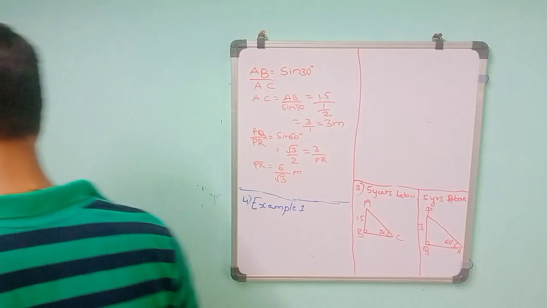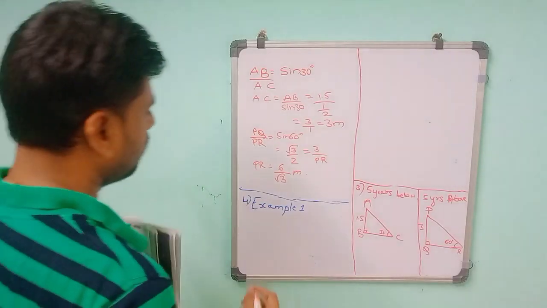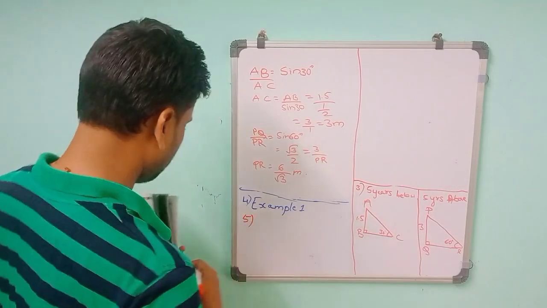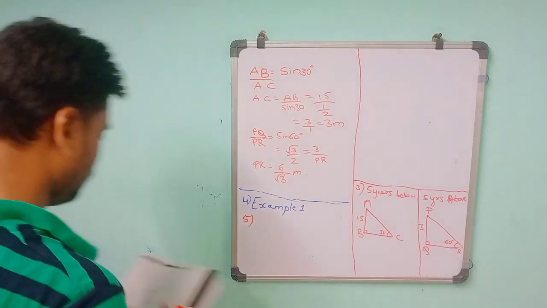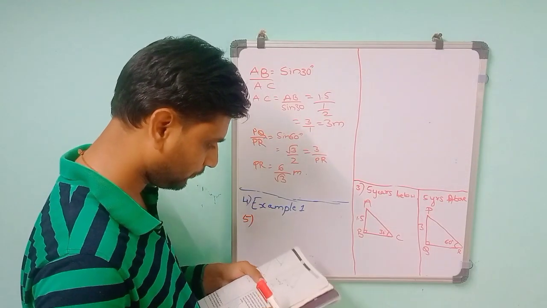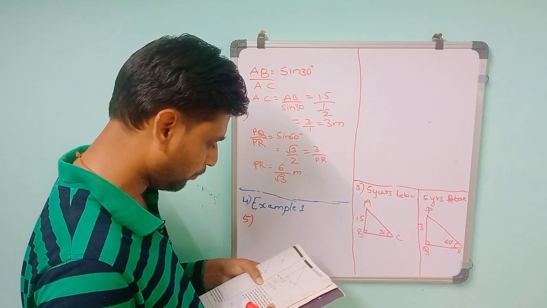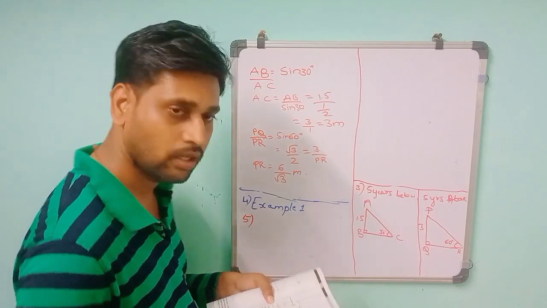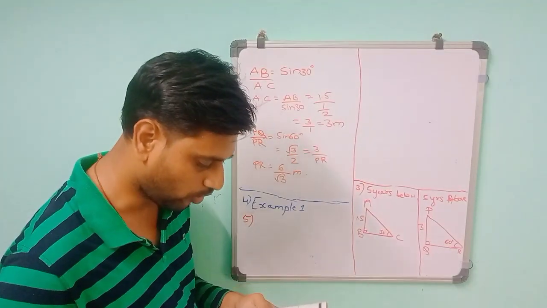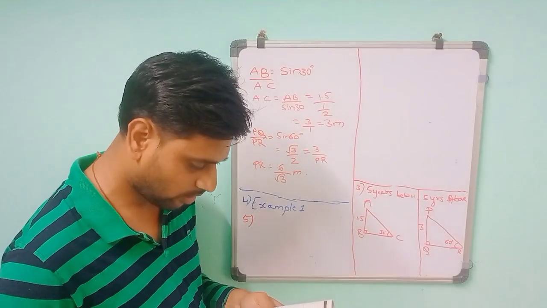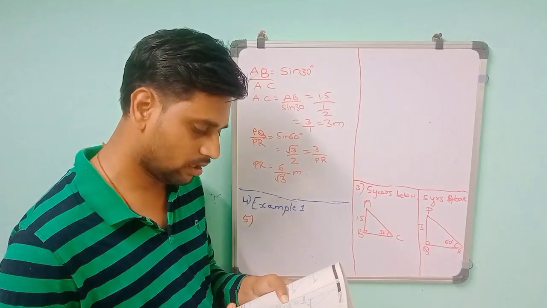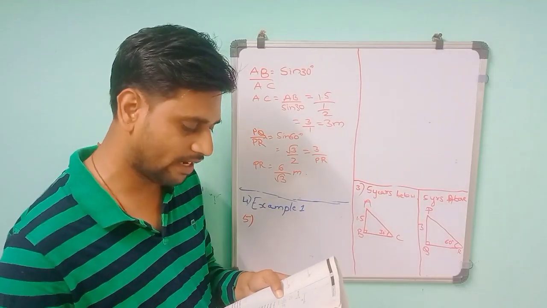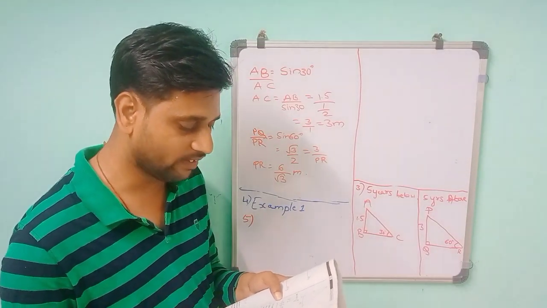Then next, the fifth one. A kite is flying at a height of 60 meters above the ground. The string attached to the kite is temporarily tied to a point on the ground. The inclination of the string with the ground is 60 degrees. Find the length of the string assuming that there is no slack in the string.